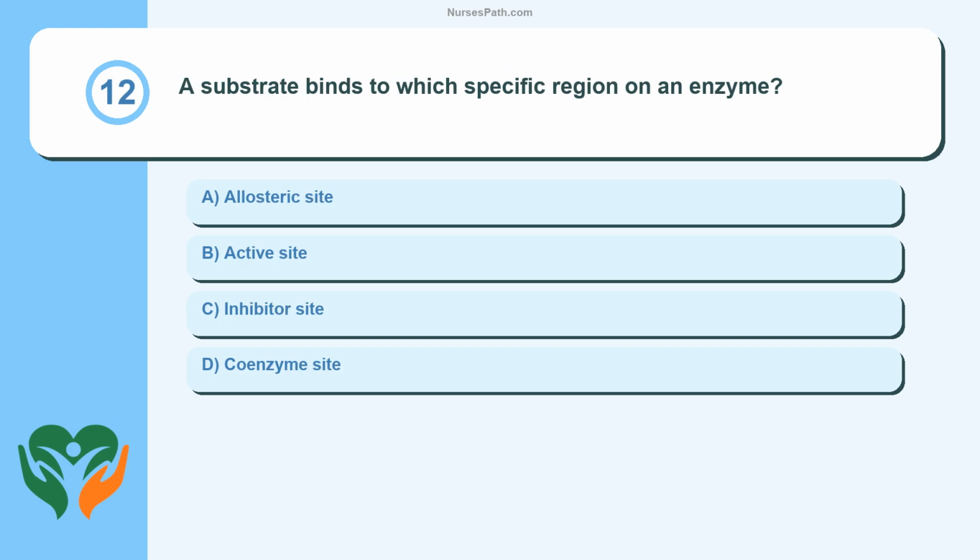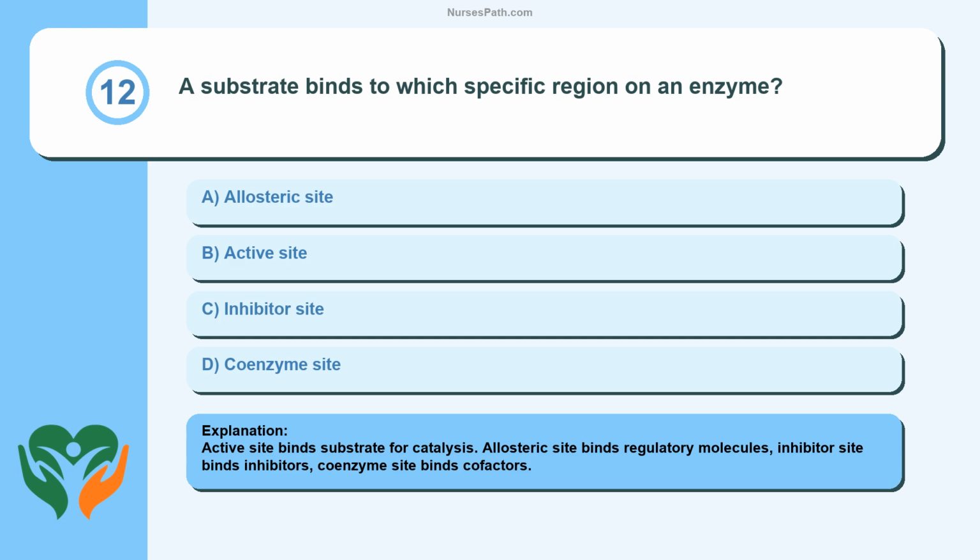Question 12. A substrate binds to which specific region on an enzyme? Allosteric site, active site, inhibitor site, coenzyme site. Active site binds substrate for catalysis. Allosteric site binds regulatory molecules, inhibitor site binds inhibitors, coenzyme site binds cofactors.